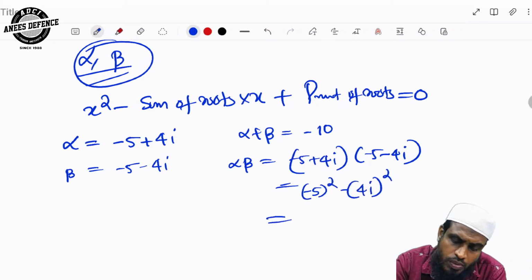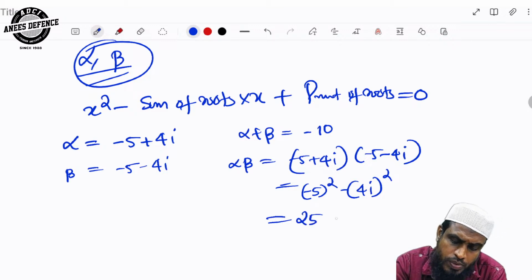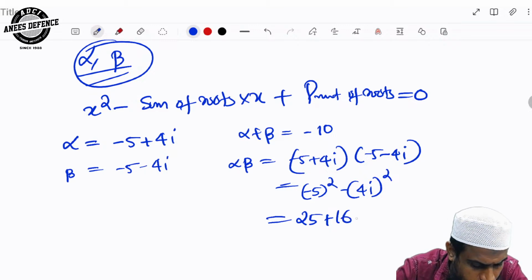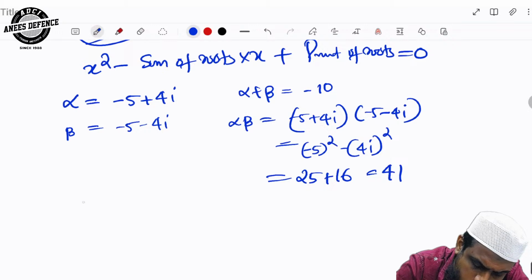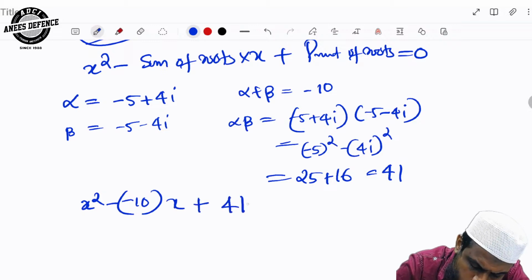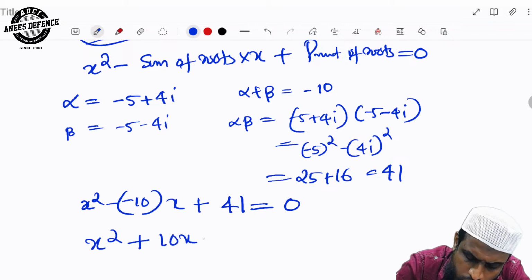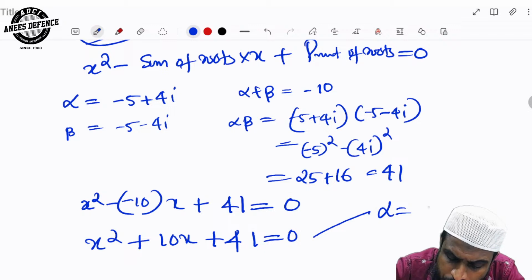So 25 minus 16i square, and i square is minus 1, so minus times minus, plus 16. So 25 plus 16, that will be 41. So the equation can be written as x square minus sum of roots, minus 10, into x plus product of roots, 41, equal to 0. So x square plus 10x plus 41 equal to 0. And the roots of this quadratic equation are alpha equal to minus 5 plus 4i and beta equal to minus 5 minus 4i.